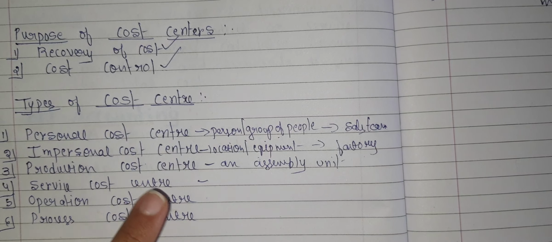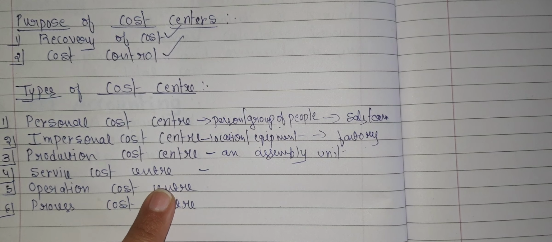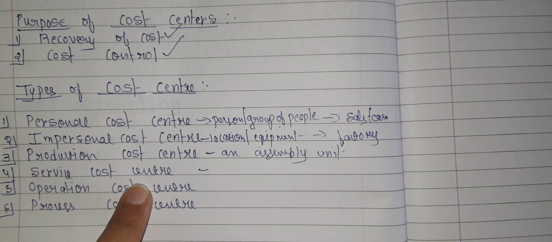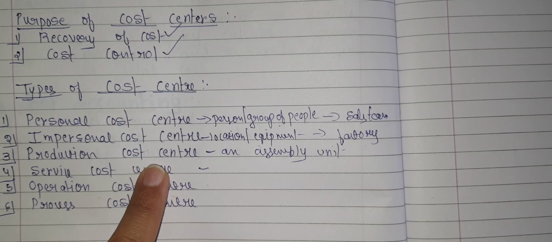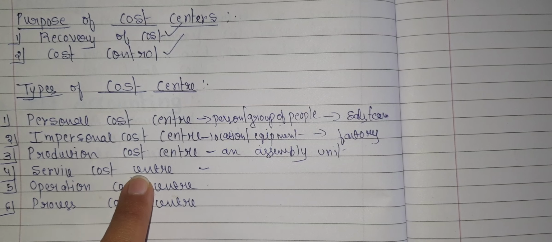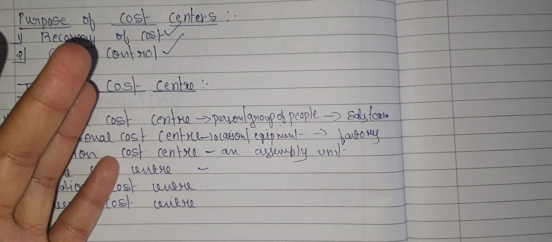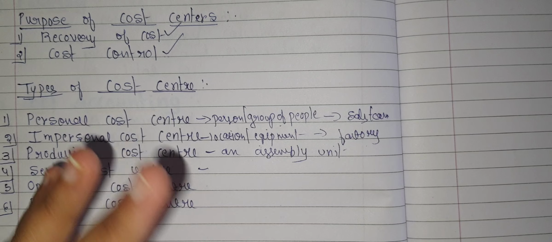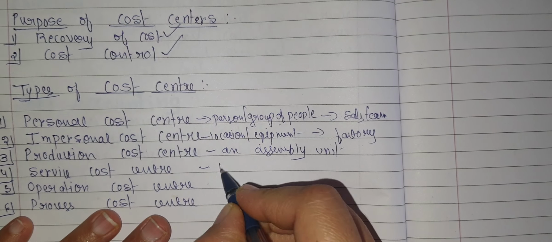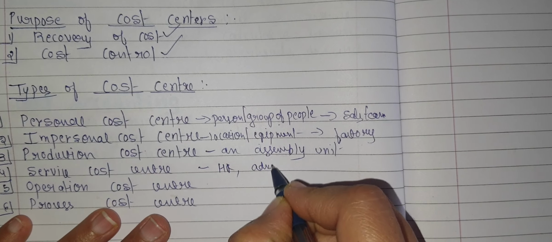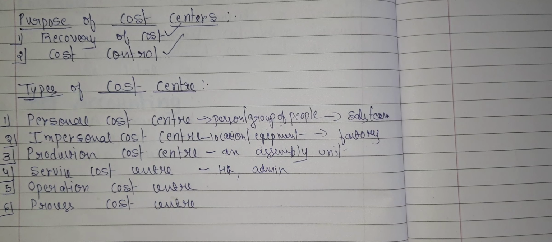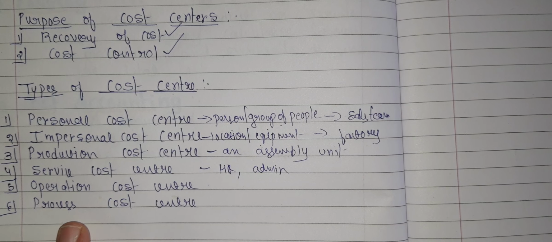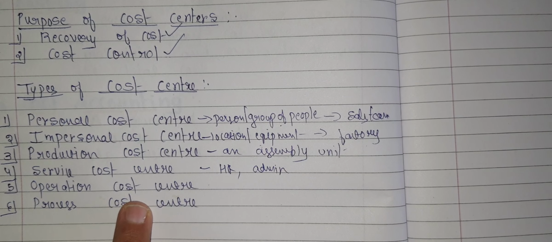And next one, service cost center. It supports the production but does not produce goods. A production cost center is directly involved in production, but a service cost center only supports the production and does not produce goods. For example, HR or admin support the production, but they do not produce the goods. Clear?